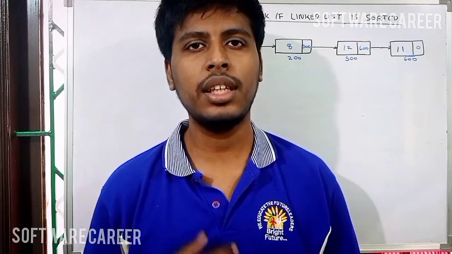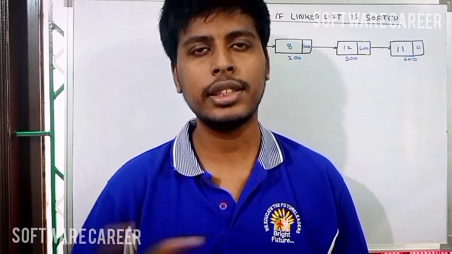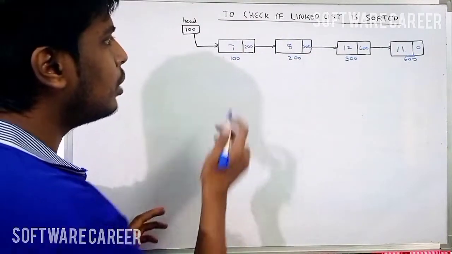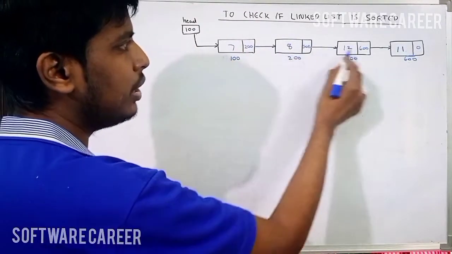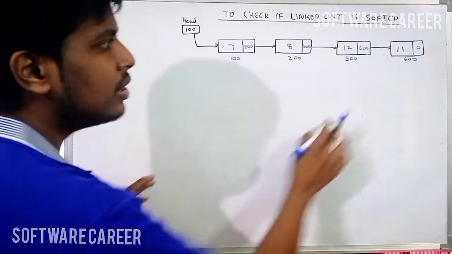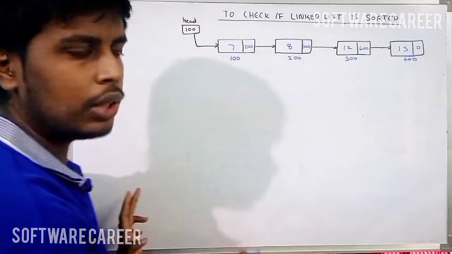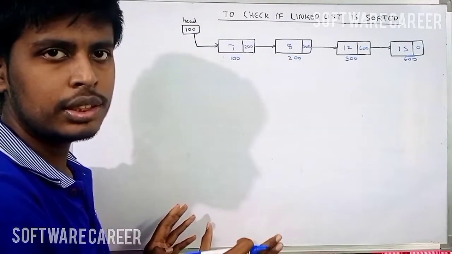Hello everyone. In this video I am going to teach you how to check whether the given linked list is sorted or not in ascending order. Now see, this is the given linked list. The data present in this are 7, 8, 12 and 11. Suppose instead of 11, let's say 15 is there. See how you'll check whether this is sorted or not.